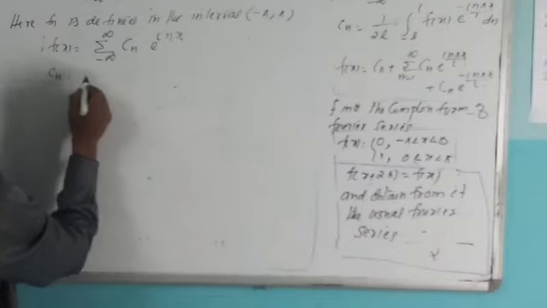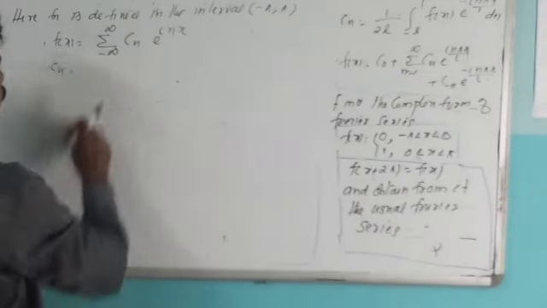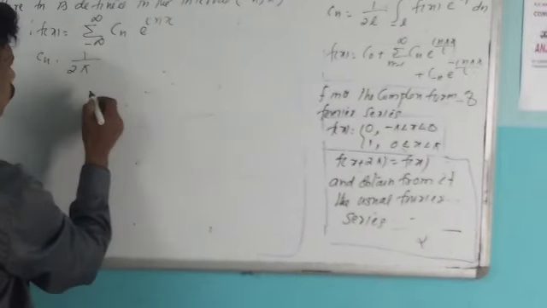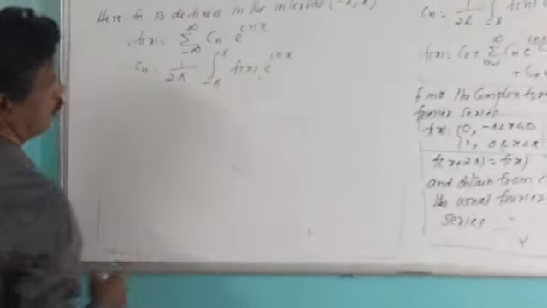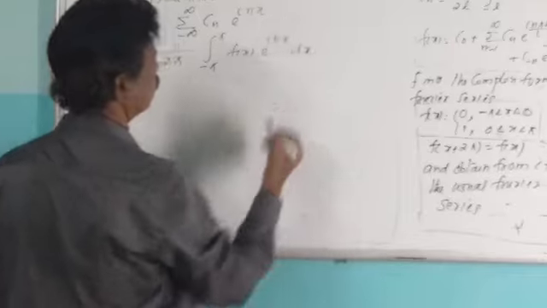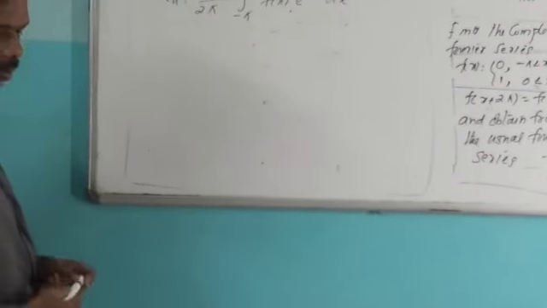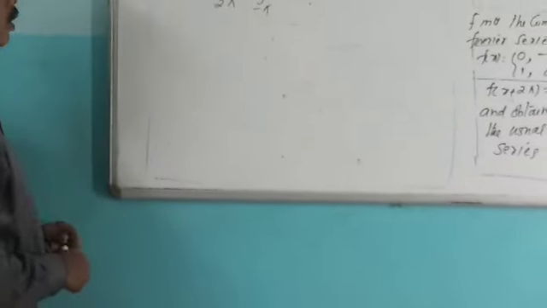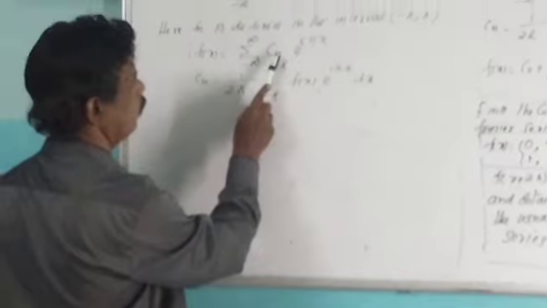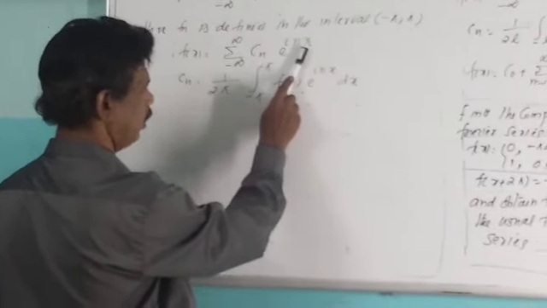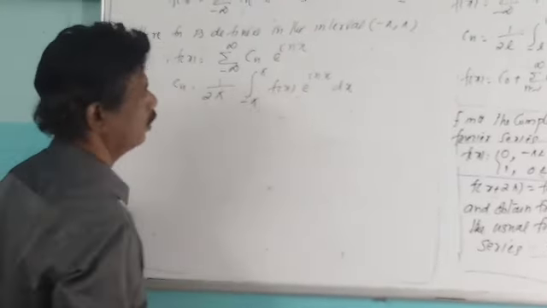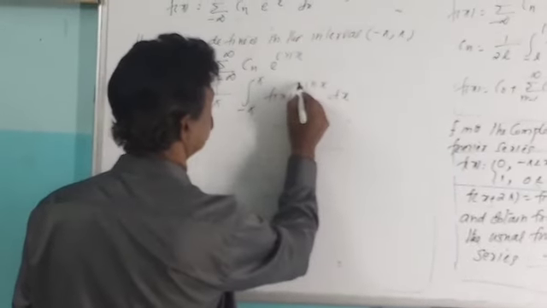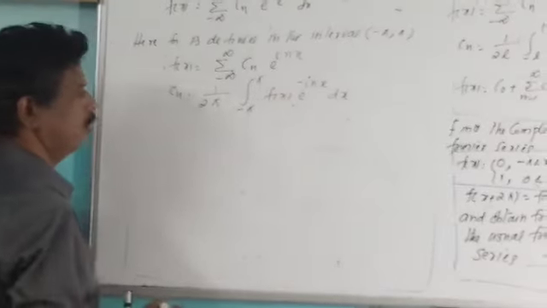Then cn equal to, instead of 2 by l, instead of 1 by 2 l, we can write 1 by 2 pi integral from minus pi to plus pi of f of x e raised to minus i n x dx. Here L means pi, so pi and pi cancel. Okay, so the function is defined in the interval minus pi to plus pi. Then f of x equals the sum from minus infinity to plus infinity of cn e raised to i n x, where cn equals 1 by 2 pi integral from minus pi to plus pi of f of x e raised to minus i n x dx.